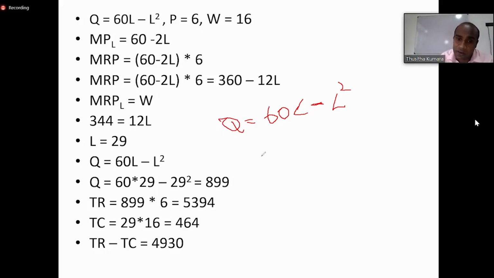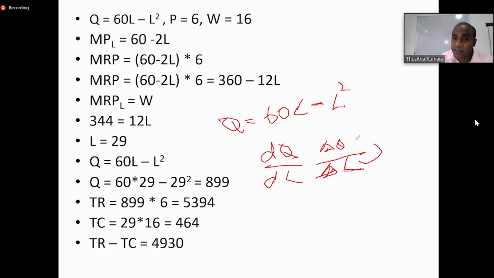So what we can do, we can put dq by dL. Simply this is delta q by delta L. So it says what is the change in L, and due to that change, what is the change in Q, or the total output. That is what we are really interested in. Therefore, we can take, without any harm, dq by dL to find the MPL.